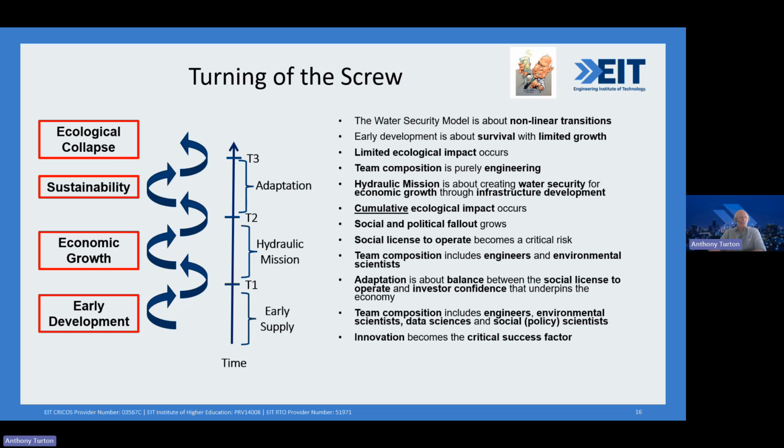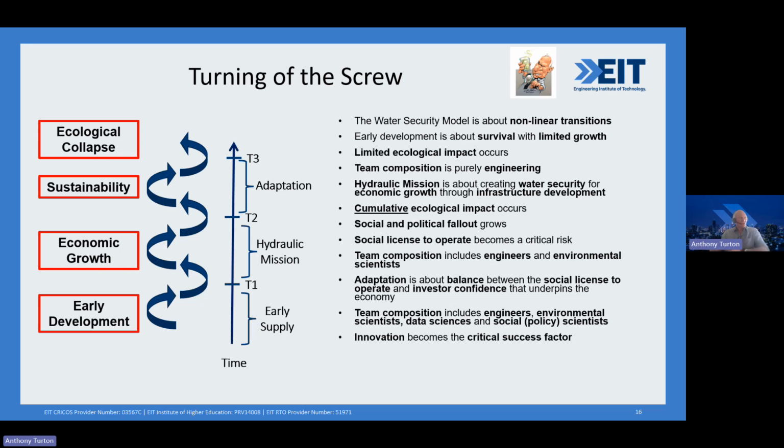So early supply before T1 is about early development. It's about your rudimentary, building a dam, building a weir, etc., etc. The second one, T2, is about economic growth. And it's interesting here in Perth, for example, because Perth is geographically a large city with a relatively low population density. So the pipelines are all very long, and the geographic footprint of the Water Utilities Corporation is very, very big. And so it starts getting to be rapidly more complex over time.